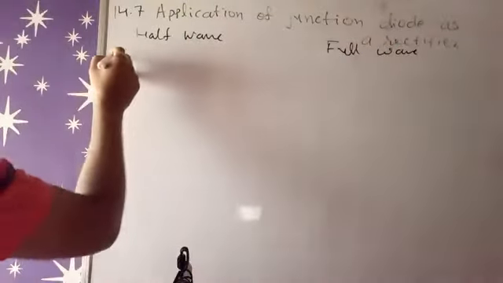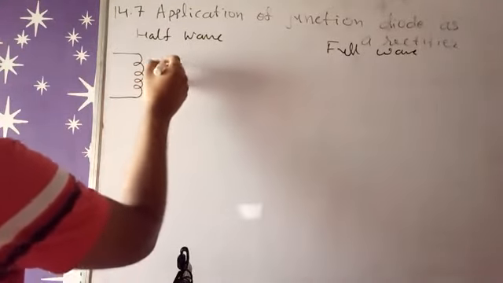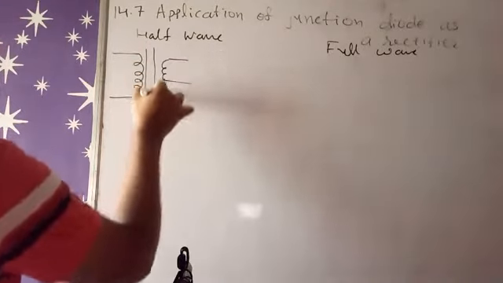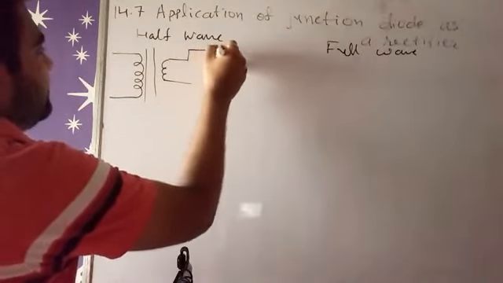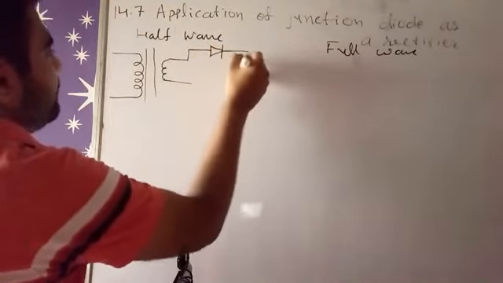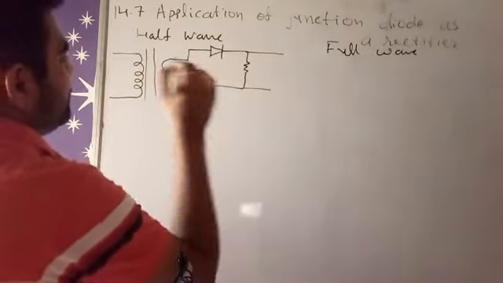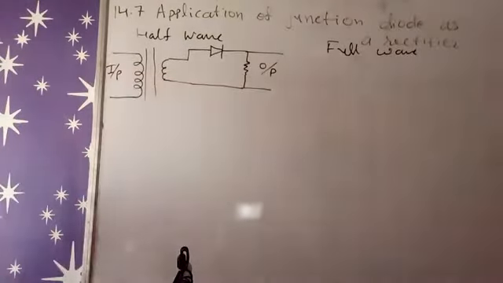Okay, so I am drawing the circuit of the half wave rectifier. This is our primary coil, this is our secondary coil. So this is like a transformer, and further it is connected with one PN junction diode. Further we have one resistance. So this is our output, and this is our input, right?